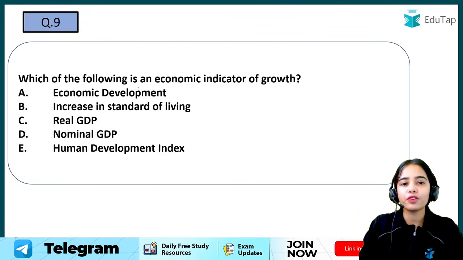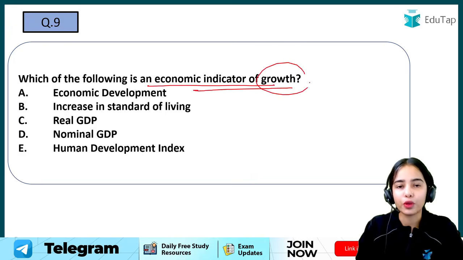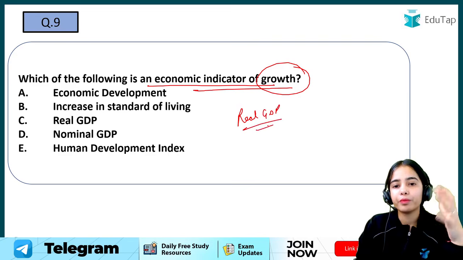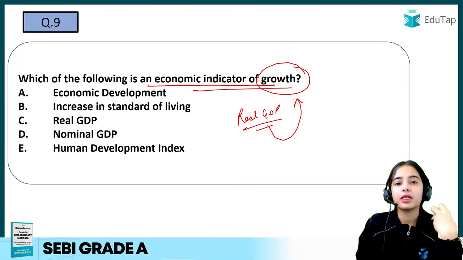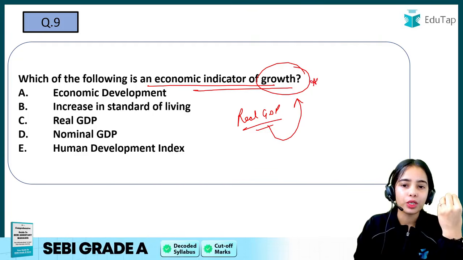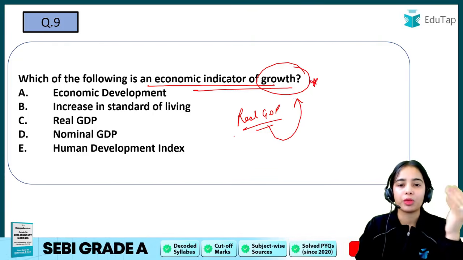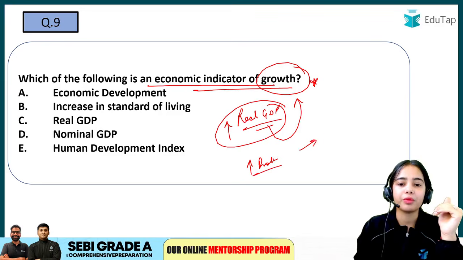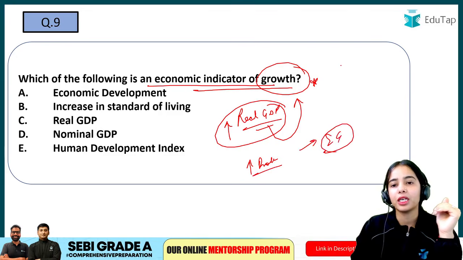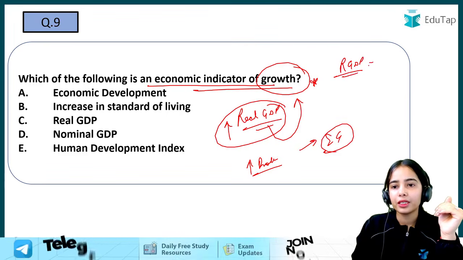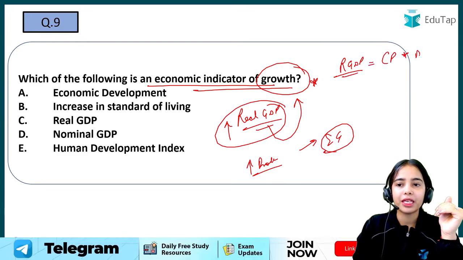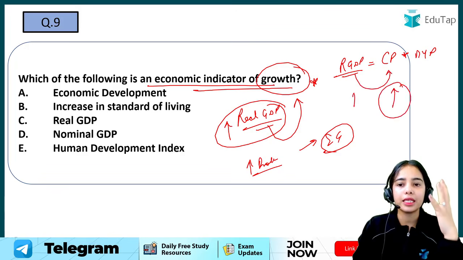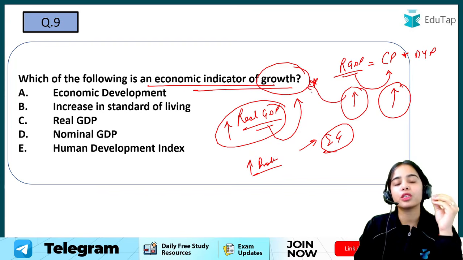Okay. Now, which of the following is an economic indicator of growth? I hope you know that the real GDP is considered a good measure to see the growth in the economy. If the real GDP is increasing, that means the production is increasing in the economy. That means there is economic growth happening, because the real GDP formula is current production multiplied by the base year prices. So when the current production is increasing, the real GDP will increase. That shows the growth in the country.